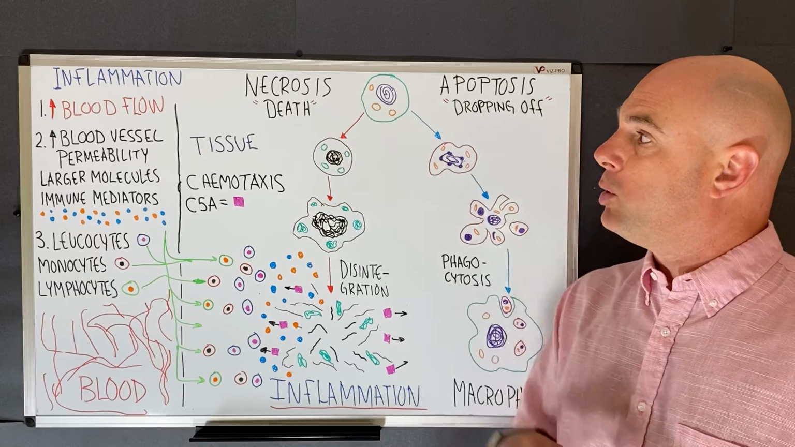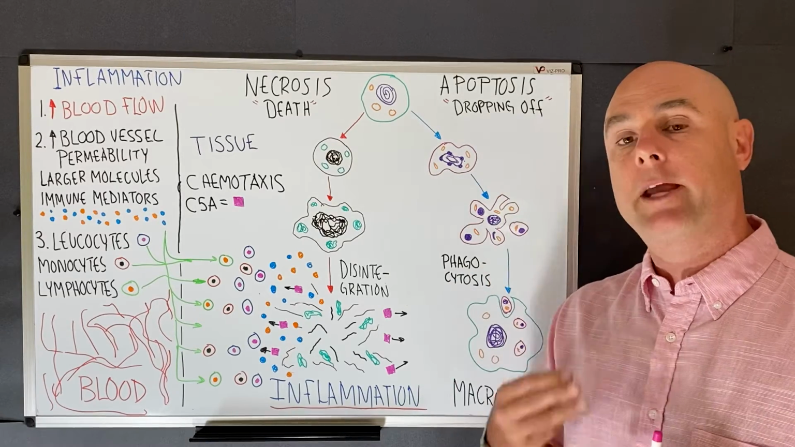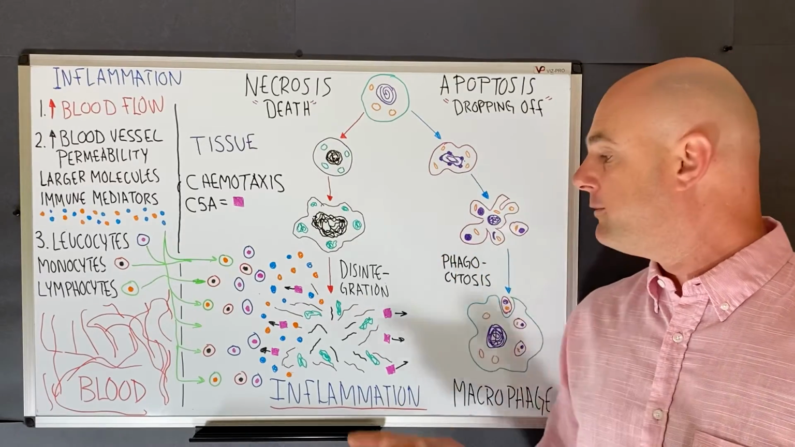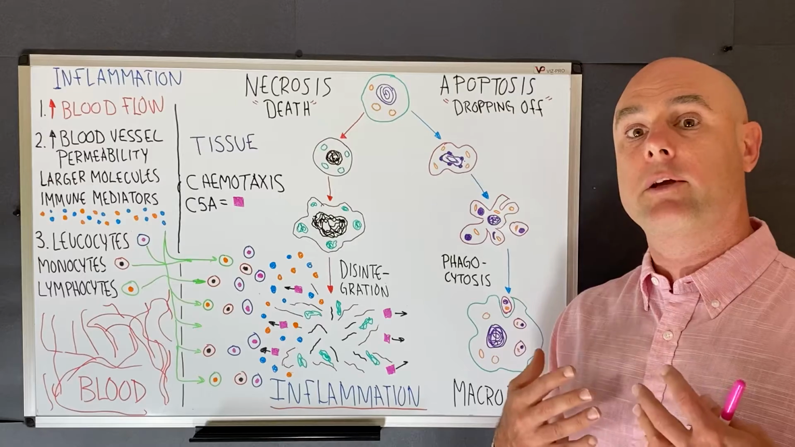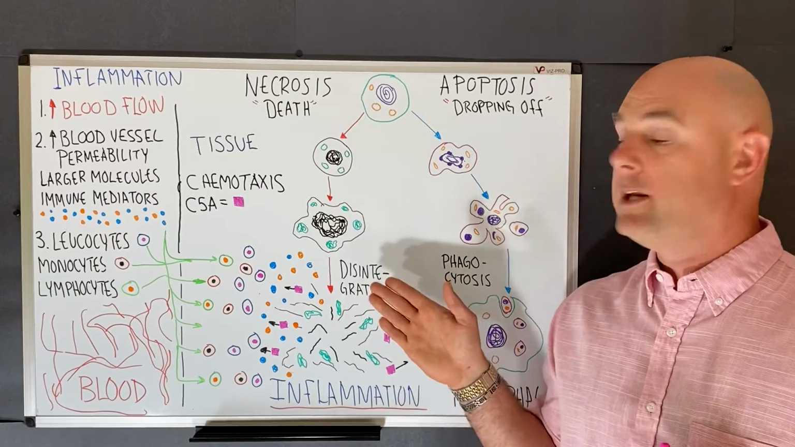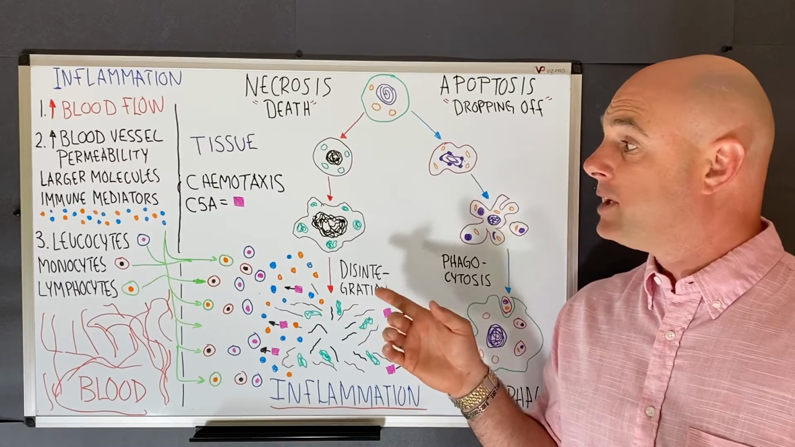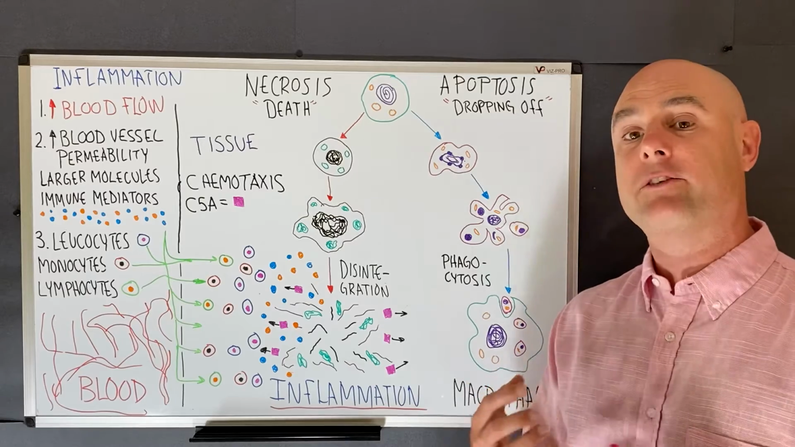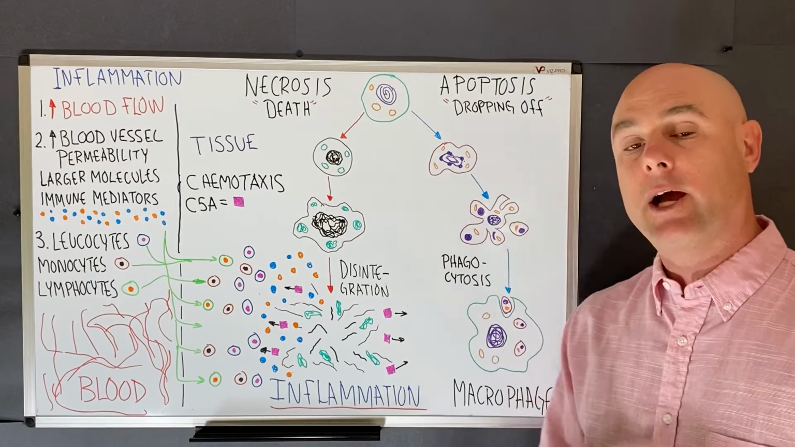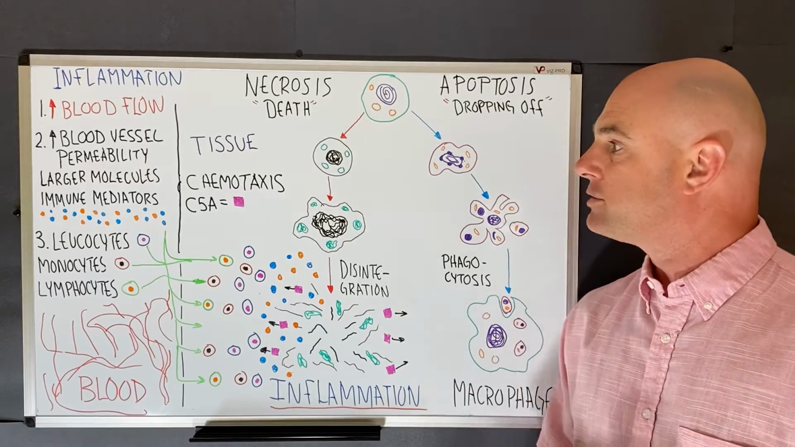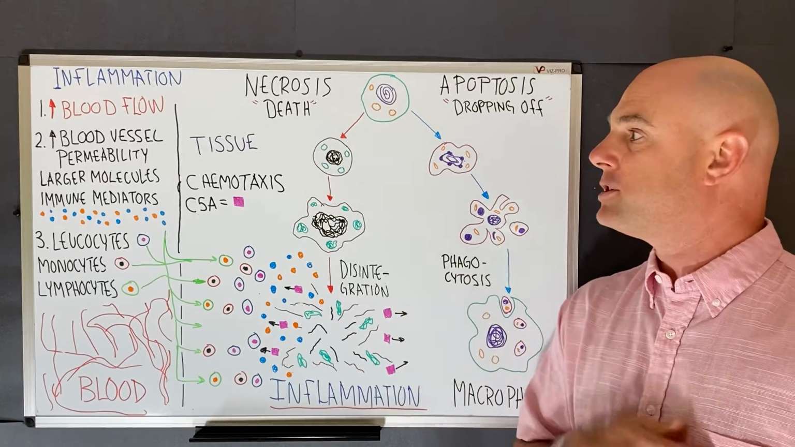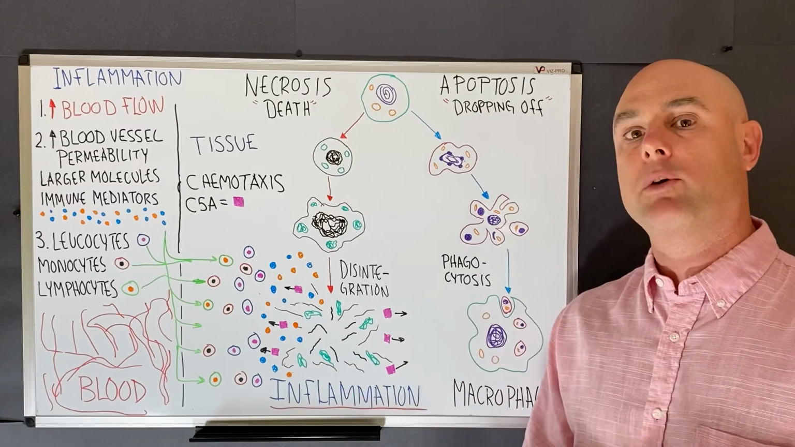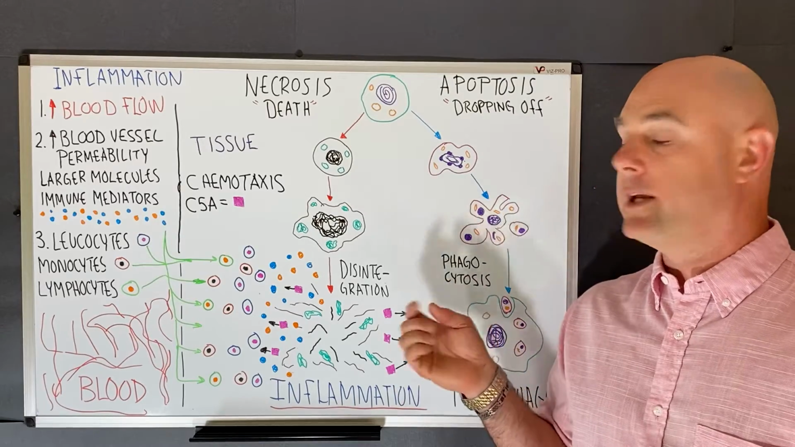Okay, so on the left side of the board here, I have just the three major events that happen in inflammation. First off, we have an increased blood flow to the area that is inflamed. Second, we have an increase in permeability of the blood vessels in the surrounding area, which allows larger molecules to pass into the tissue. In this case, ideally, it would be these immune mediators. These immune mediators are really first on the scene after the blood vessels increase their permeability to help remediate the area.